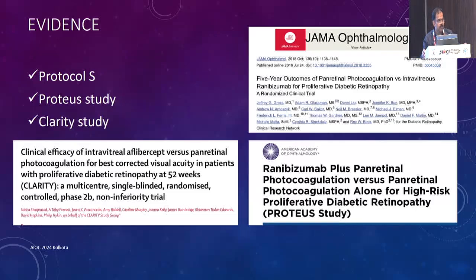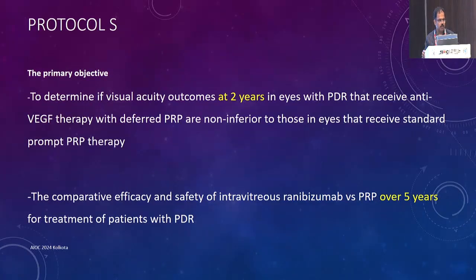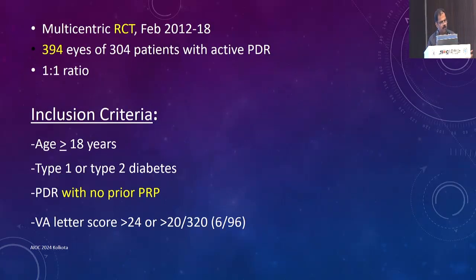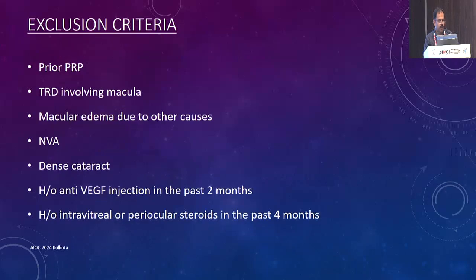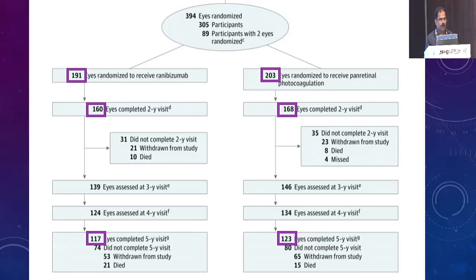So we have 3 studies: Protocol S, the PROTEUS study, and the CLARITY study. These are 3 studies on proliferative diabetic retinopathy where the effect of injection was studied. Protocol S was initially planned for 2 years, comparing anti-VEGF versus panretinal photocoagulation for efficacy and safety, in adults with type 1 or type 2 diabetes with no prior PRP and vision score 20/320 or better. Prior PRP, TRDs or traction, neovascularization of the angle, and dense cataract were all excluded.